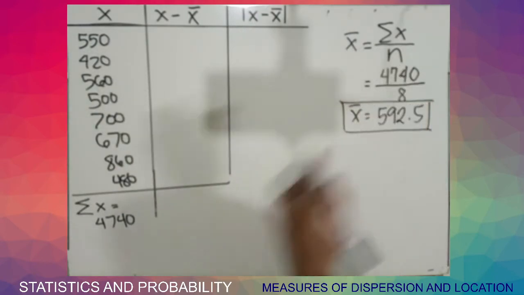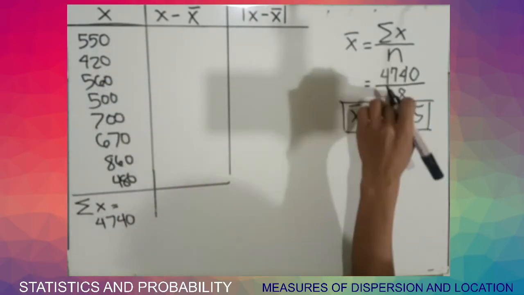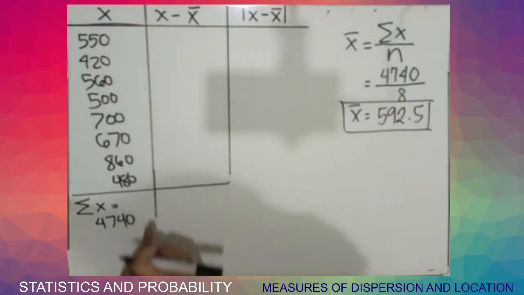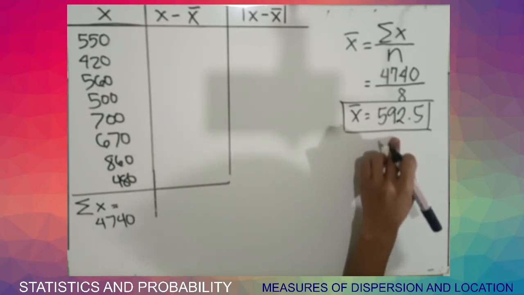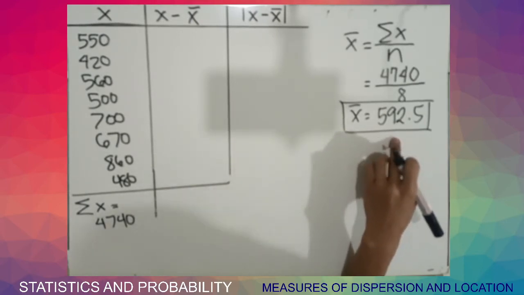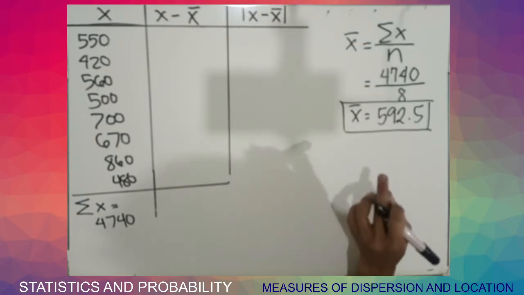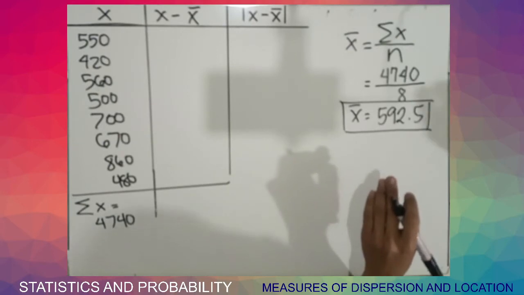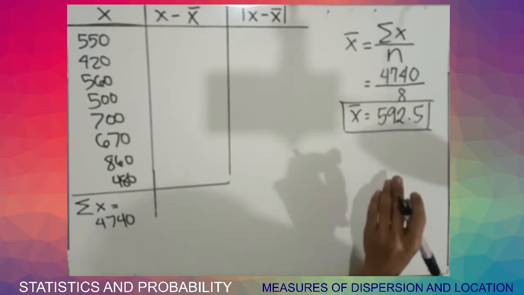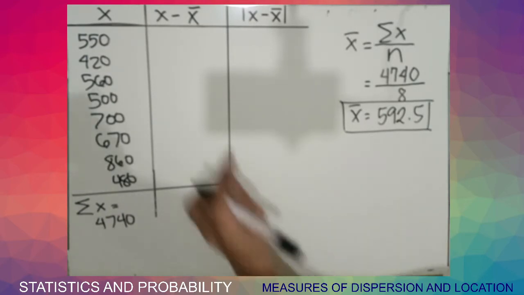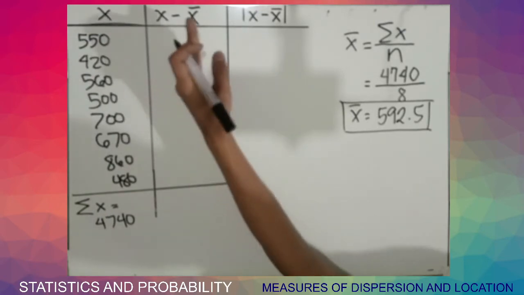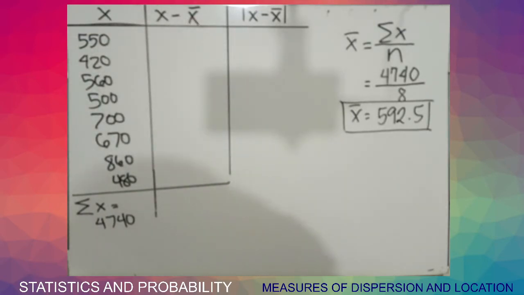So, pinag-divide natin yung total ng ating x, which is 4740 sa n natin, or yung bilang ng ating x. So, dinivide natin, ang sagot dito ay 592.5. So, possible na may lumabas dyan na lampas ng 2 decimal places, 3 decimal places, or 4 decimal places. Basta yung ating value ng ating x bar or mu ay hanggang 4 decimal places muna. Okay? Para hindi tayo mahirapan. Kasi pag haba ng decimal, paglawak din ng ating column. So, mahirapan tayong magsulat. Okay?